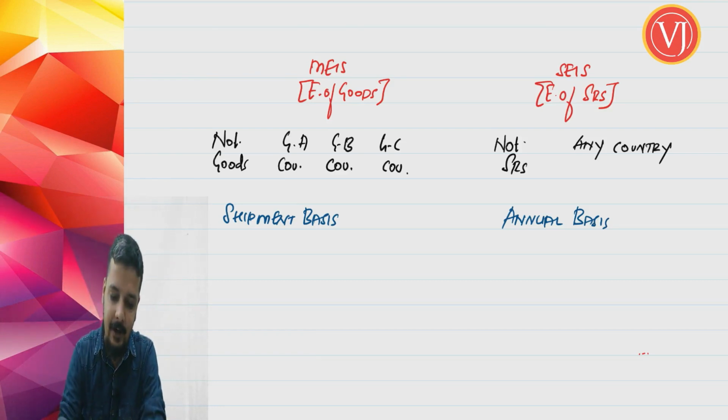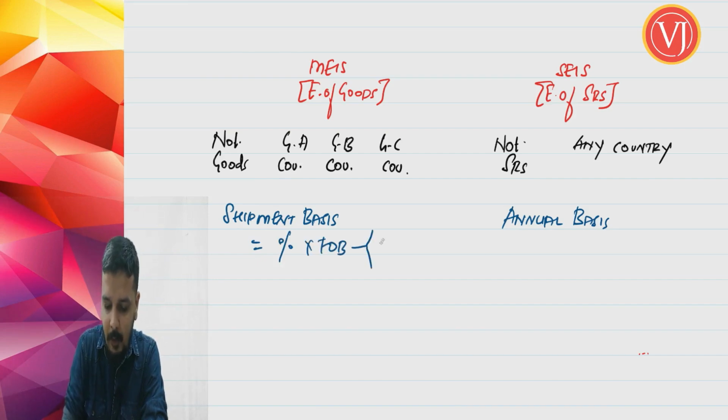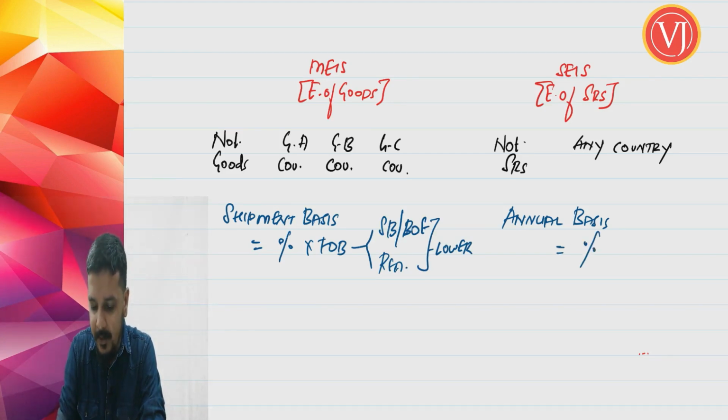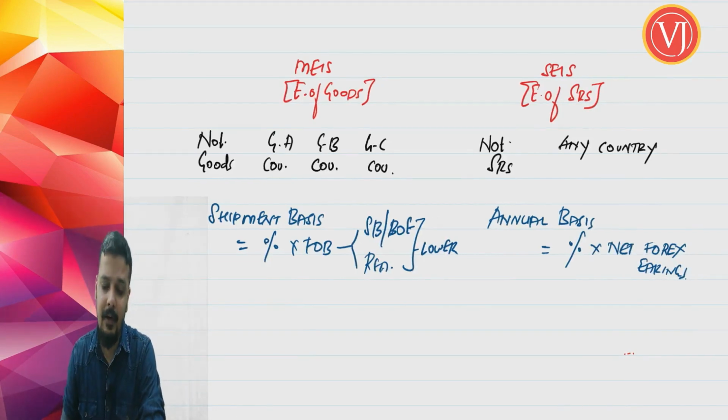And friends, that claim will be equal to a particular notified percentage of FOB value. And what is that FOB value for goods? What is declared in the shipping bill or bill of export, or what is realized in convertible foreign currency, whichever is lower. Whereas when you talk about your annual basis claim of your SEIS, it is a certain notified percentage multiplied by net foreign exchange earnings. Right? So that point you have to remember.